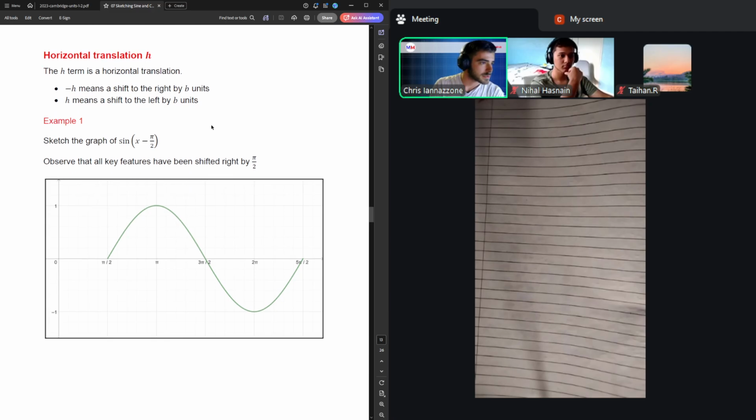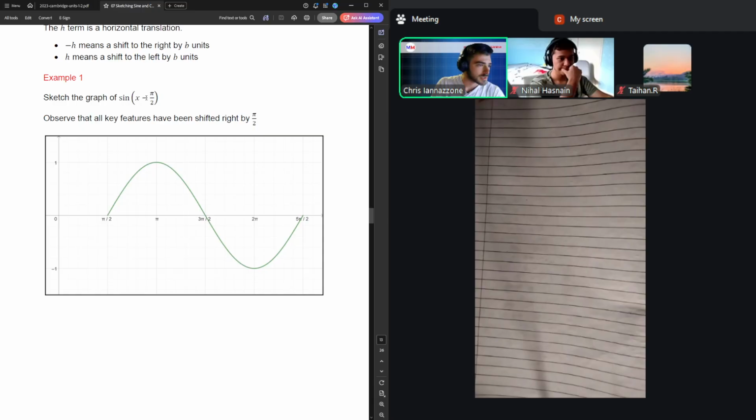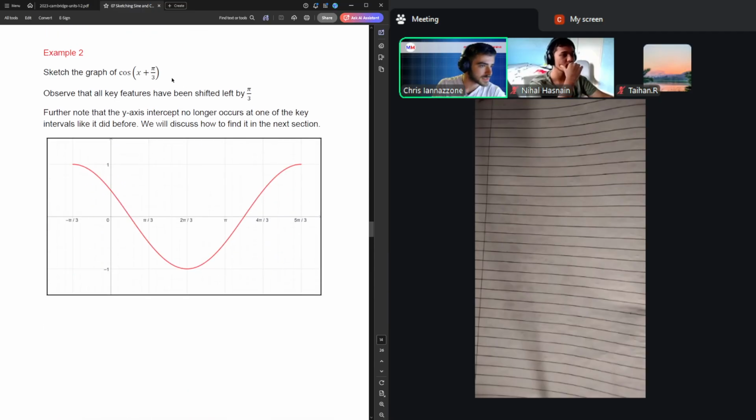Here's where we get to the harder stuff: horizontal and vertical translations. Horizontal translations work the same way as they always have. Minus means shifting right, and plus means shifting left. So you can see here, this plus pi over 3, we're shifting backwards by pi over 3.